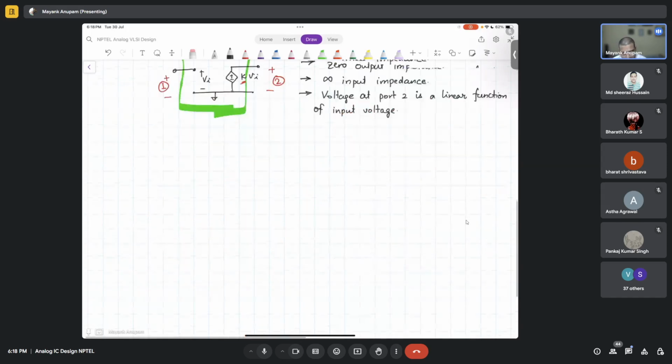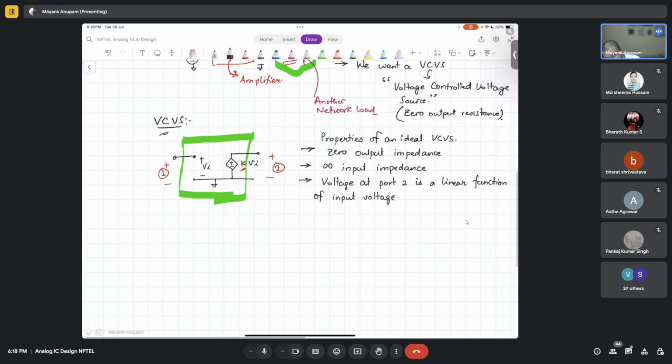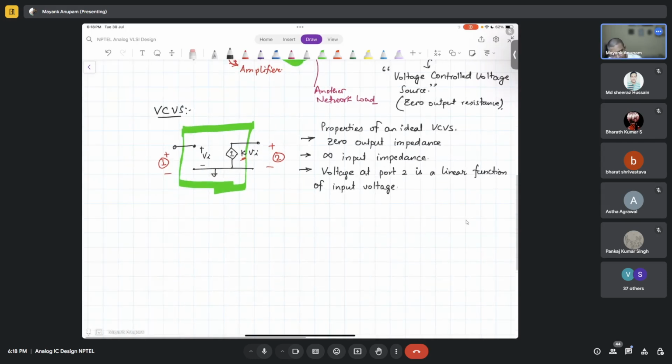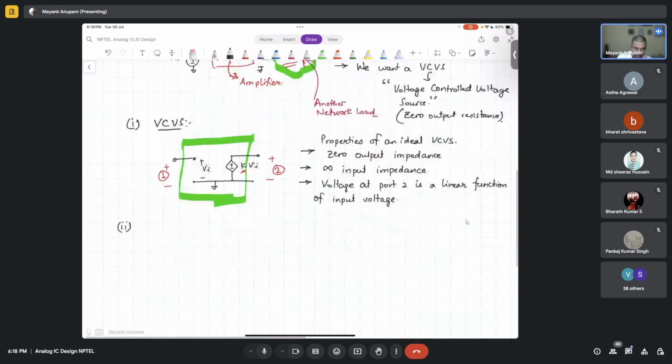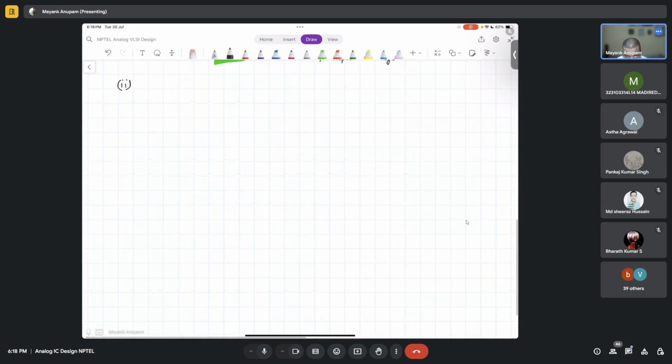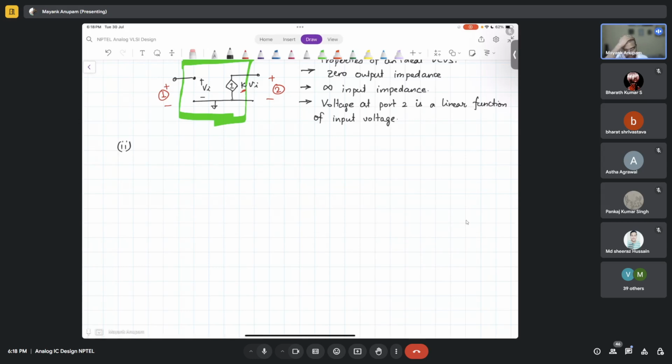Now, what are some other dependent sources? Can you tell me? So I talked about VCVS. What are some other controlled sources? Can you tell me the names of those? So one is definitely VCVS. As I already told, in this class we will be simply discussing some of the things taken in the first lecture. It can also be a refresher for whatever you have already learned in previous courses. So just try to answer these questions.